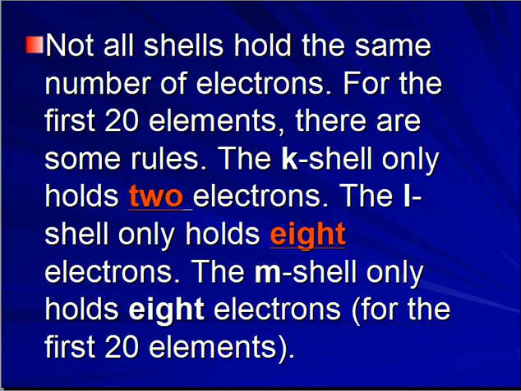Now, the L shell only holds 8 electrons. Now, the M shell only holds 8 electrons. And again, the M shell is the third shell. The M shell only holds 8 electrons for the first 20 elements. After that, it can actually hold more. It can hold up to 18, but it's not as simple, and we'll get more into that a little bit further into our notes.